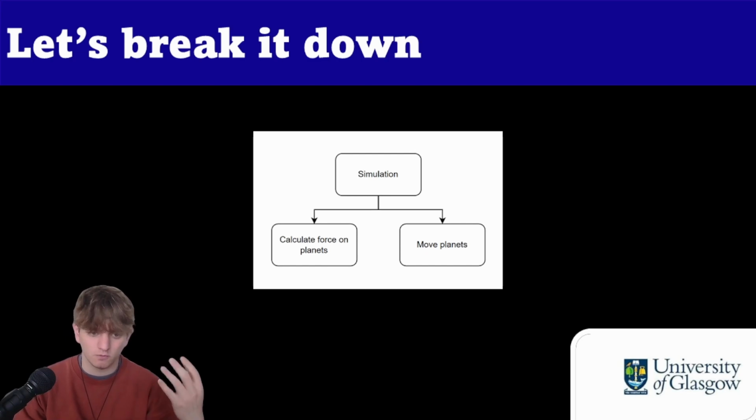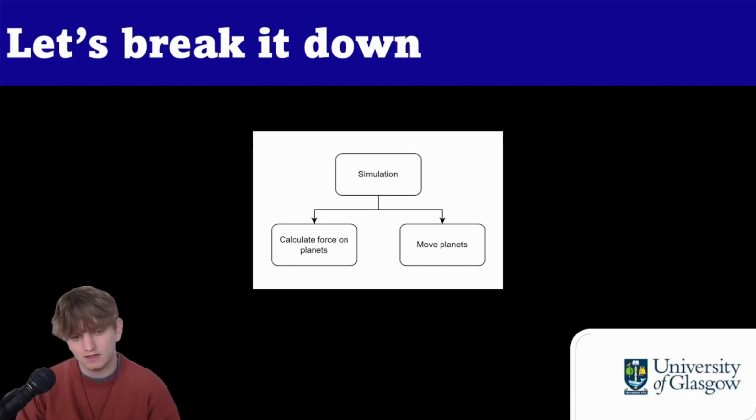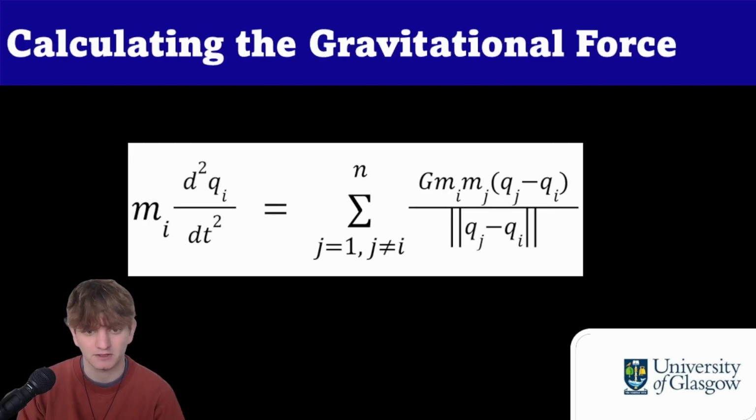Okay, so we're looking at the simulation bit of the program. Let's break that down even further. Well, there's obviously going to be gravitational force acting on those planets from each other, so we need a bit of the program that calculates that force. And from that force, the planets are also going to be moving about, so we've got to have a bit of the program that moves the planets about. So already we've split our big problem into smaller problems that are already a lot easier to solve than the big problem, aren't they?